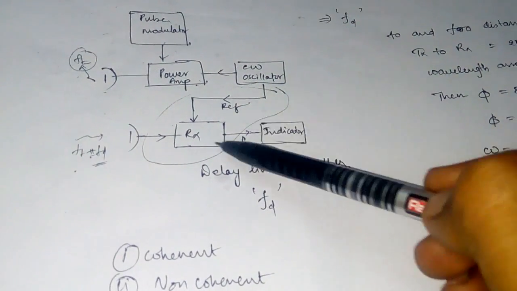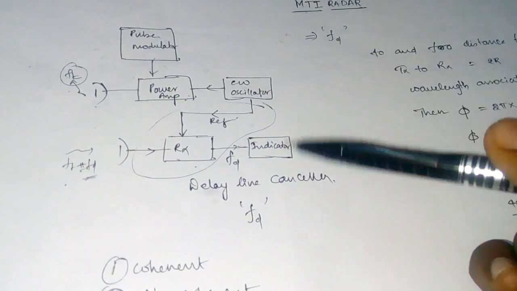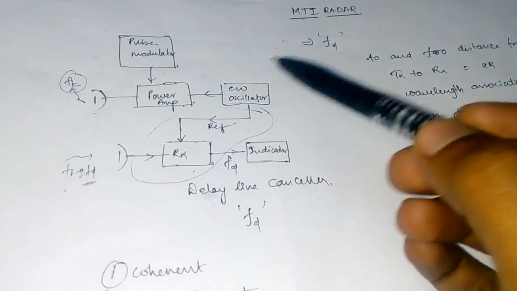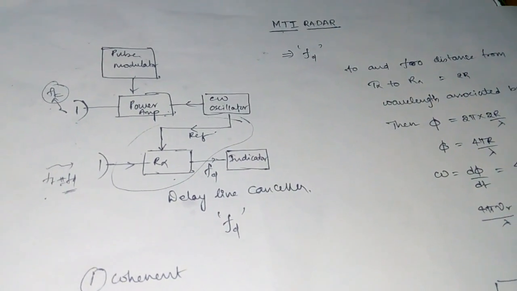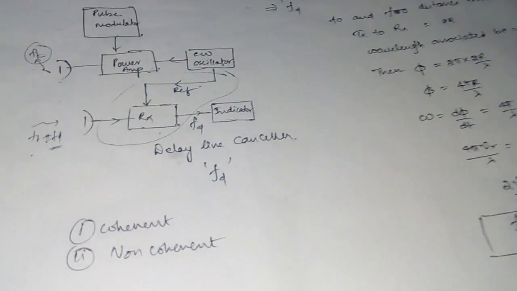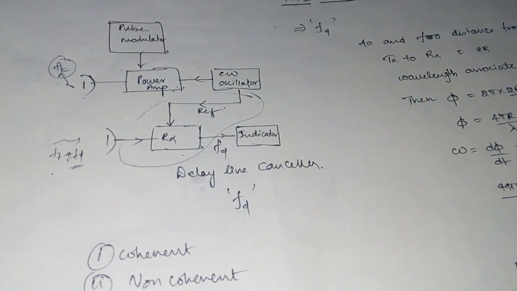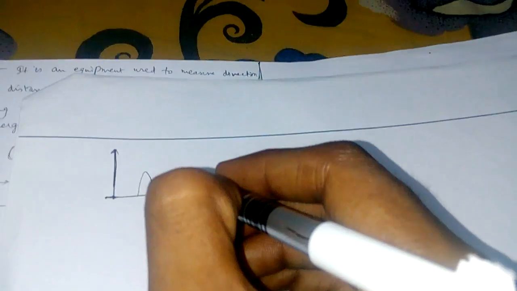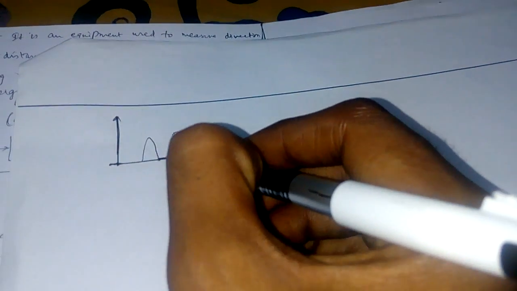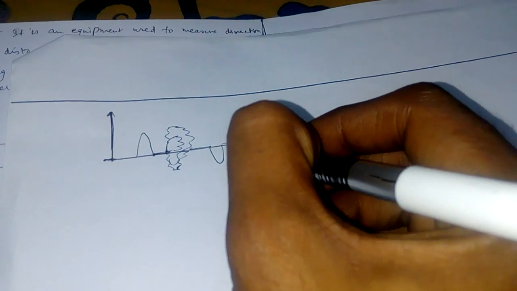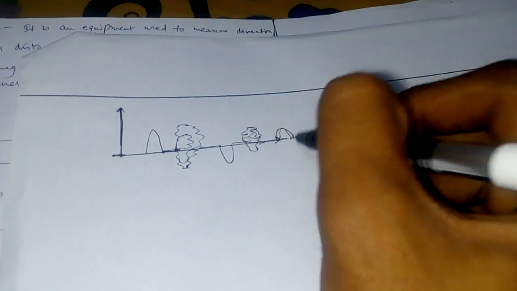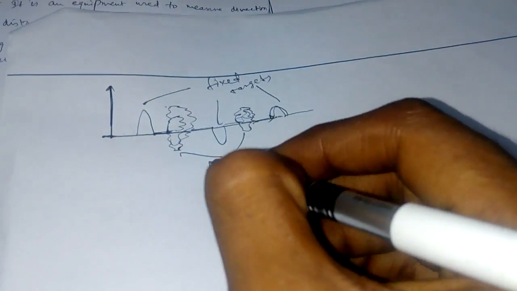When we do this detecting, there will be a phase detector here. After it compares the two phases, the phase difference is given to the delay line canceller, and from there we get the delay line information. Now when I draw the amplitude versus time graph for this MTI radar, it will be like this. These are the fixed targets, whereas these are moving targets.